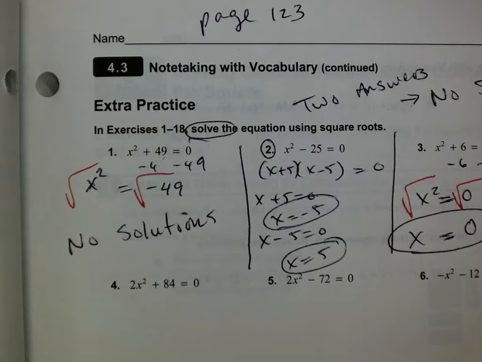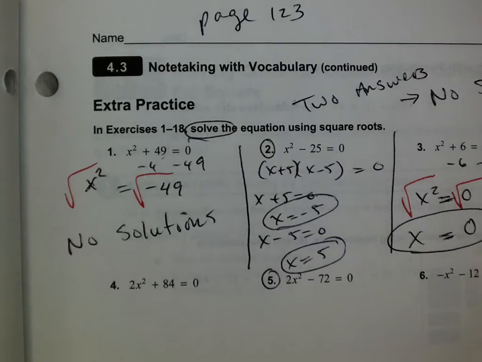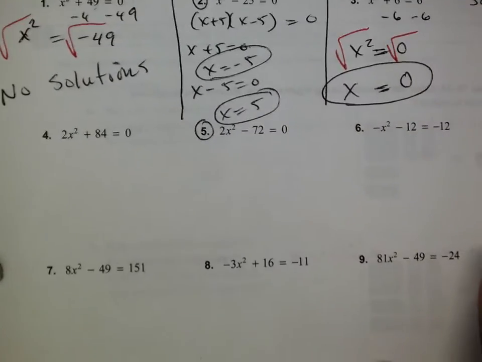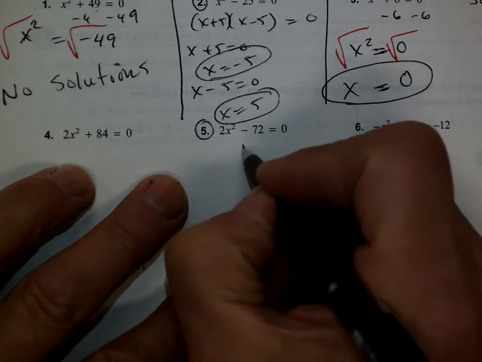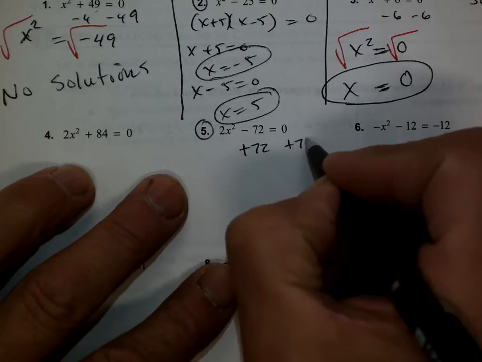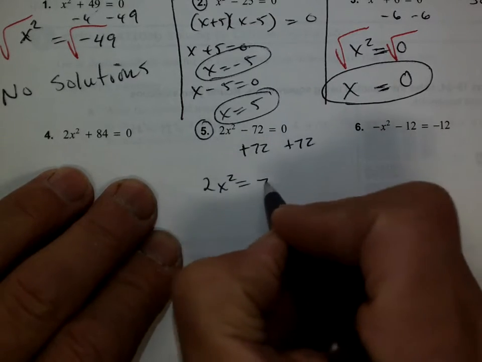Okay, let's keep going. Let's do some of these. Now, let's take a look at, say, how about number 5? Let's solve number 5, okay? So number 5, I'm going to solve it. I'm going to go, okay, let's go plus 72, plus 72. So I'm just going to solve these. 2x squared equals 72.